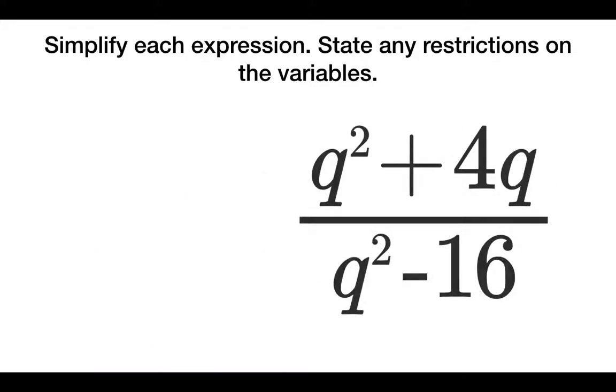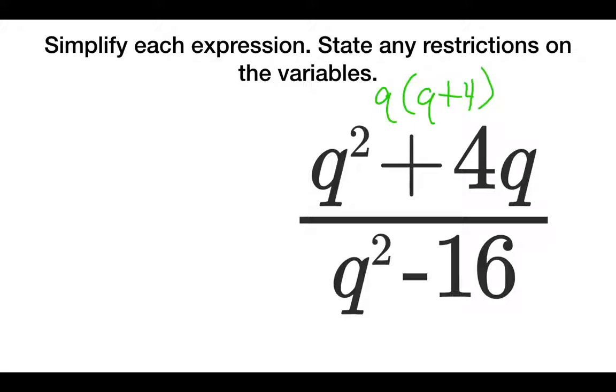All right, so now we're going to simplify this expression. It says to state any restrictions on the variables again, as before. So the first thing I'm going to do is try to factor out the top and bottom. On the top, I have q squared plus 4q. I have no constant, so I'm probably not going to be factoring it out, but I can check for any greatest common factors. In this case, the greatest common factor is just the letter q. So this becomes q times q plus 4.